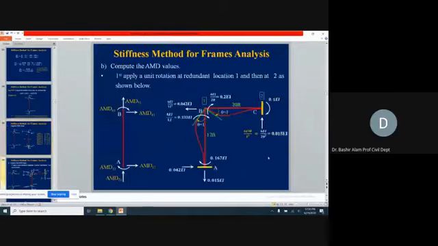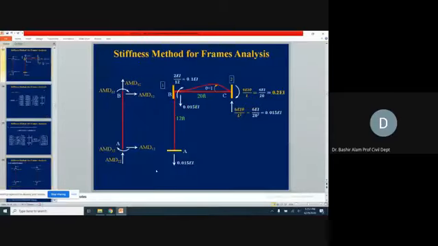Next, now we go to the AMD. The first column is generated from where we generated the first column of the stiffness matrix, which was from the application of theta equal to 1 corresponding to D1. We are interested only in the AB member values. AMD11, from here you can see it is 0.042. AMD21 is minus 0.15. AMD31 is 0.67. Similarly, you can grab the values from here also.